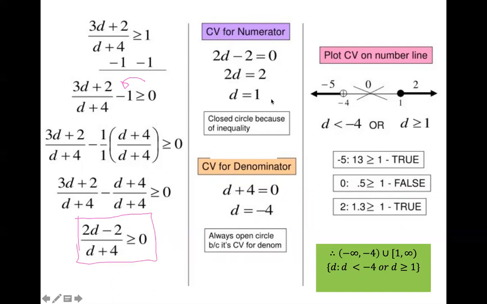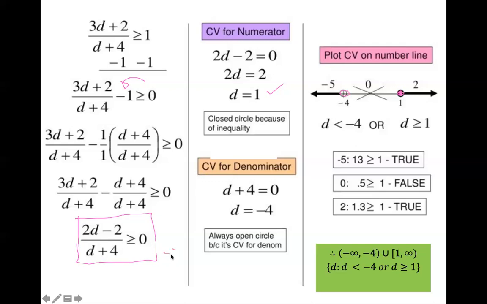So equate the numerator and the denominator to 0 to find the critical values. So d equals 1 is for the numerator. Since the symbol is greater than or equal, it's a shaded circle, meaning that it is part of the solution set. Here, negative 4, even if the symbol is greater than or equal, since it's in the denominator, it's an open circle. Okay, so you now have the test points. Substitute to the simplest inequality.